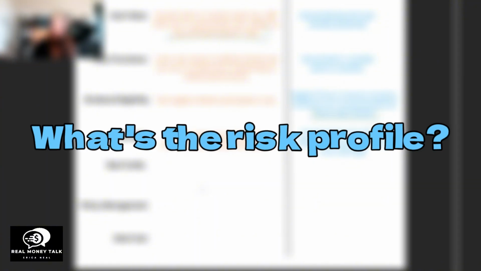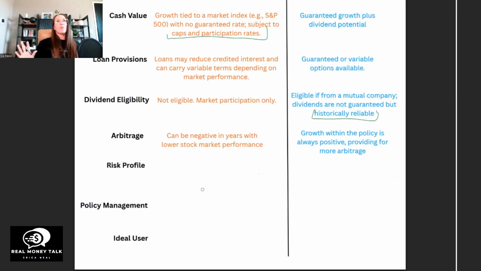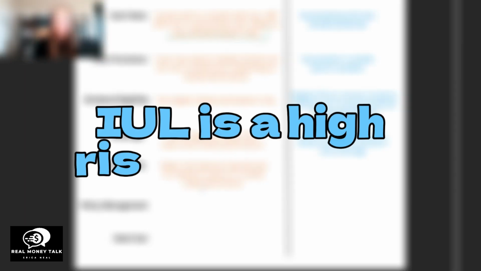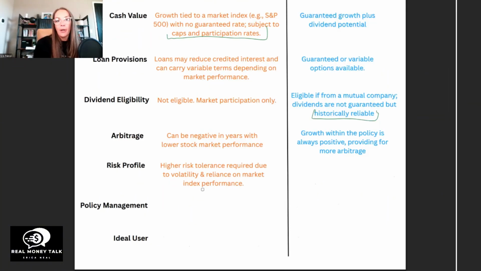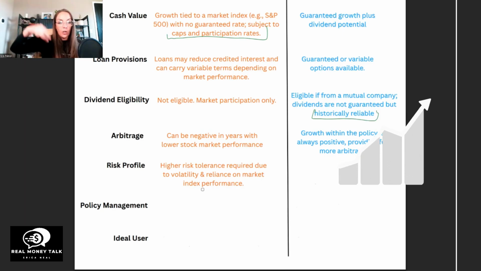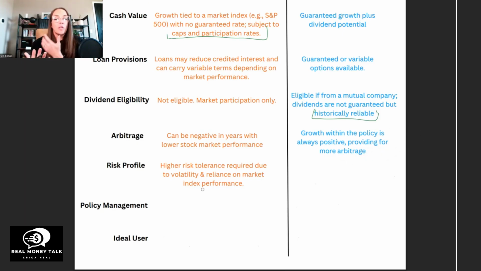Now, what's the risk profile here? At the end of the day, if we were to profile these two different types of policies, well, as you can probably guess by now, IULs, it's just a higher risk tolerance. That's the bottom line. There's volatility within your cash value. It's going to go up, it's going to go down, it's going to be all over because there is reliance on the market. Let's be honest, we have no idea what the market's going to do, right? At this point, we just know that we don't know.